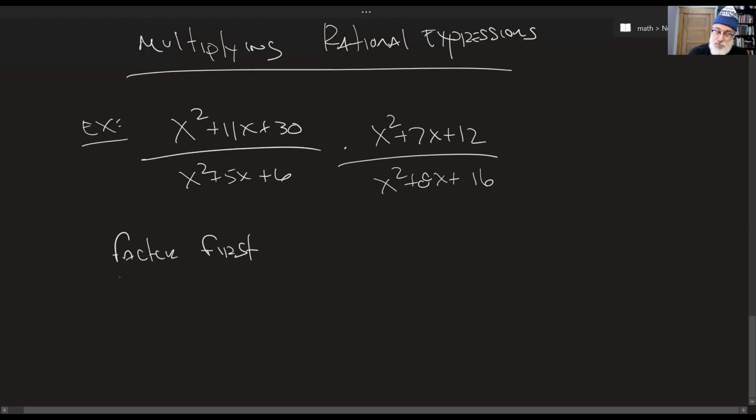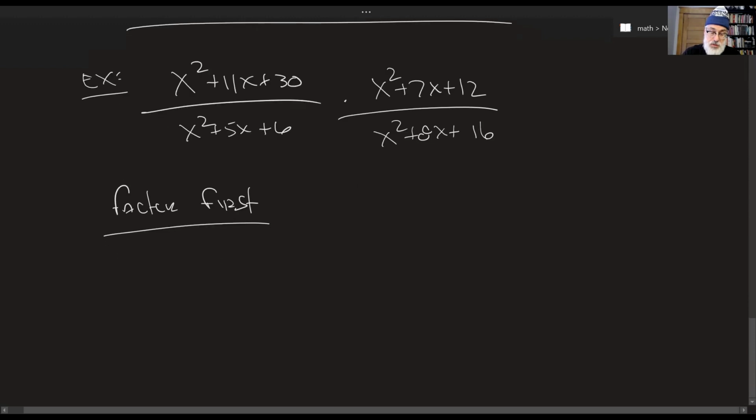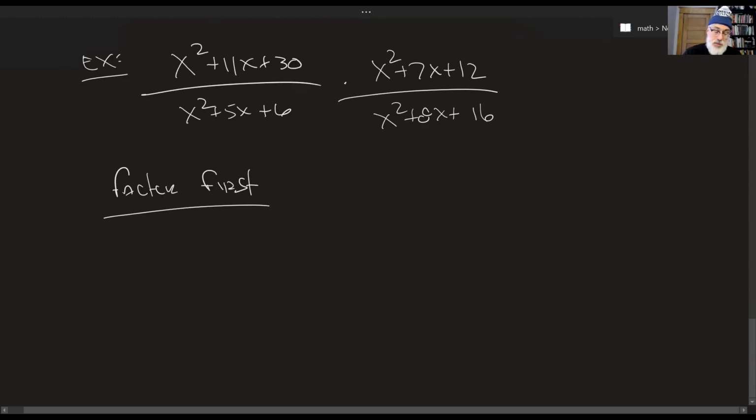If we factor the top and bottom of both of these expressions, we might be able to cancel stuff, and then we can multiply if we want. And when I say want, it's stylistic. So x squared plus 11x plus 30, we can factor: two numbers that multiply to give me 30, that when I add them give me 11, which would be x plus 6, x plus 5.